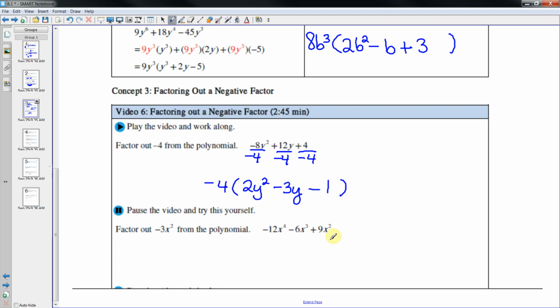Okay, so the GCF for this next problem would be, for the numbers, 3, and for the variables it would be x squared, because those are the smallest of the exponents. But since I have a negative in the front, I'm going to take out a negative 3x squared from each of these.